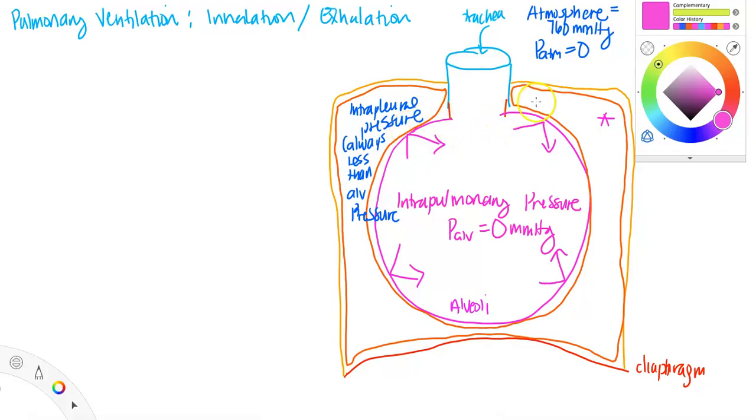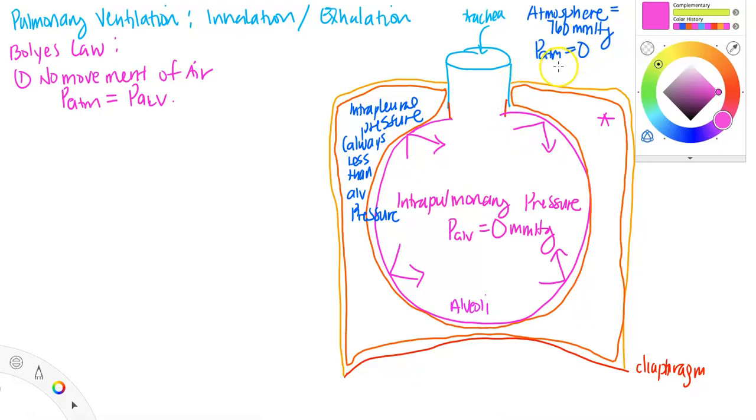Okay, so when there is no movement of air, and this is where Boyle's law comes in, if there is no movement of air, then the pressure in the atmosphere equals the pressure in the alveoli. So 0, 0, no movement of air.